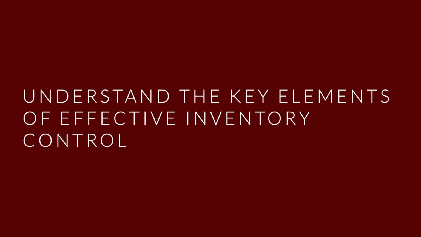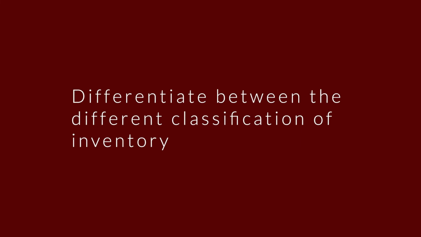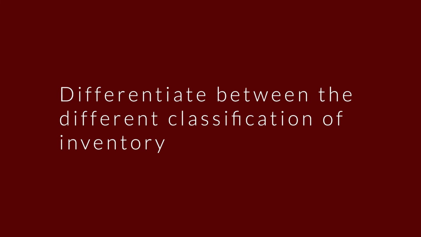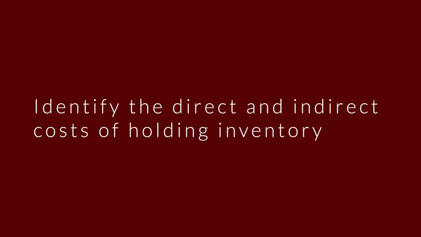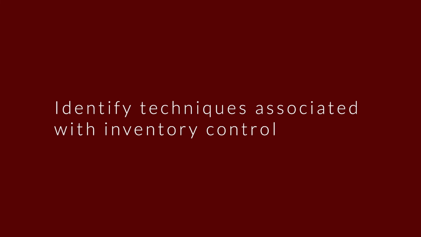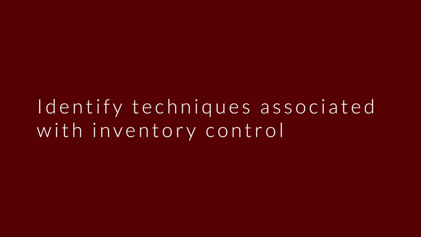Okay, so that is actually the end of part 2, okay, of our level 4 module 7. The idea here was to understand the key elements of effective inventory control, and that meant understanding 3 things, so the 3 learning outcomes that are presented at this stage. And these were, first, you had to differentiate between the different classification of inventory, after which you had to identify the direct and indirect cost of holding inventory, and finally you should be in a position to identify techniques associated with inventory control.